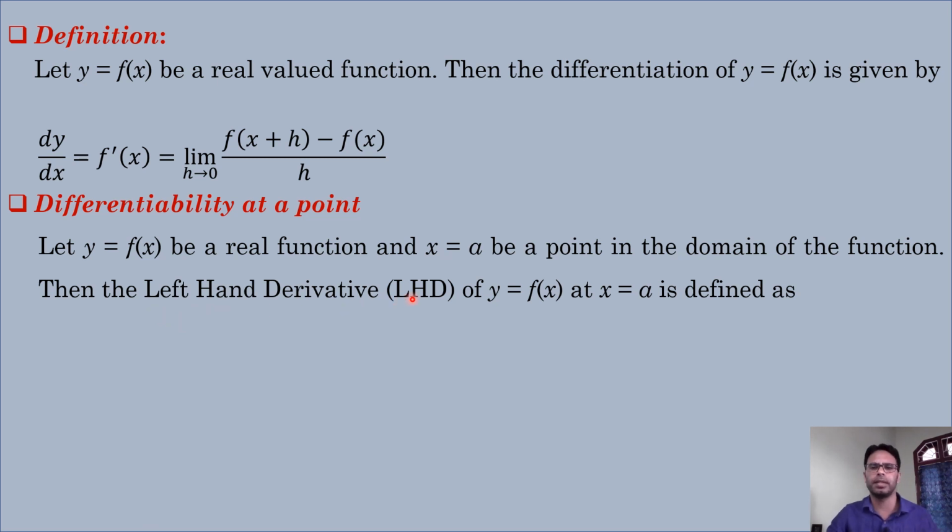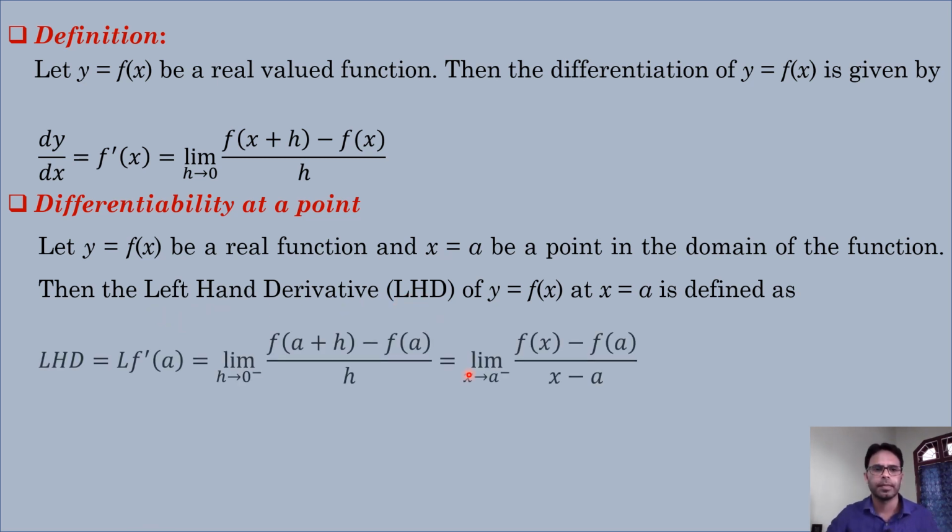So nothing complex here, you just see. Then the left hand derivative, symbolically we write L f'(a), and since it is left hand, we write h tends to 0 minus here. This x is equal to a because the differentiation is obtained at the point a, so it is a plus h.